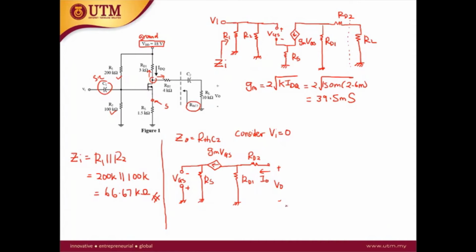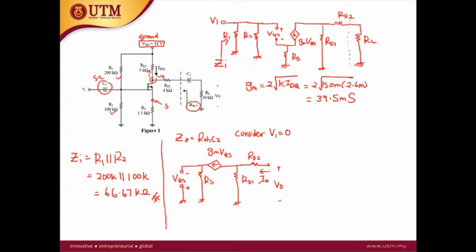Okay. This is the circuit for the detailed analysis. This is the circuit that we are going to analyze to get the output impedance. So from this side, we will see RD1, RD2, as well as this GM VGS and RS.